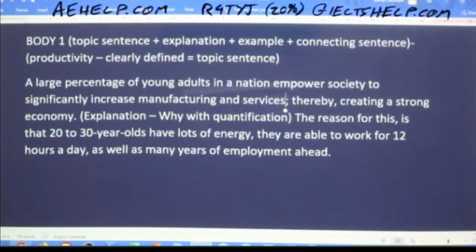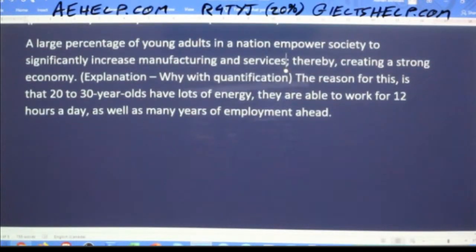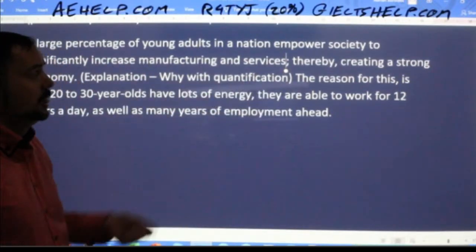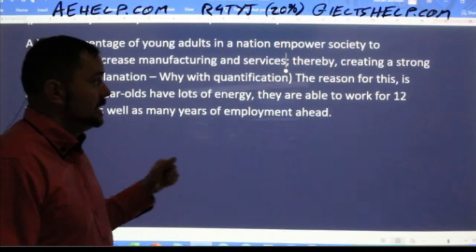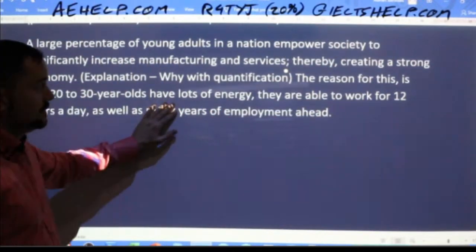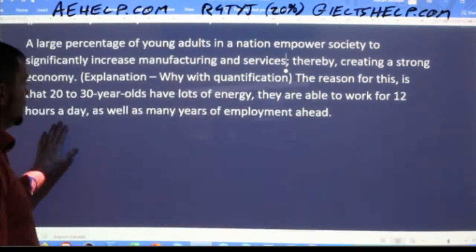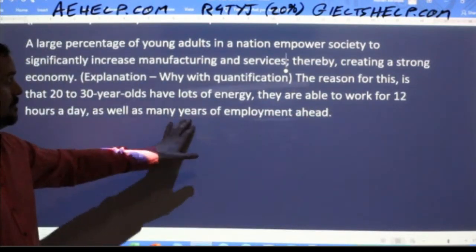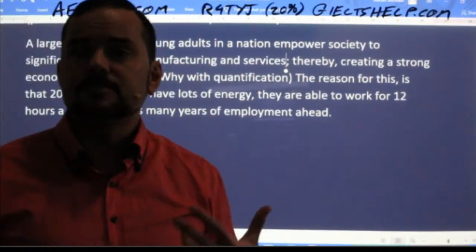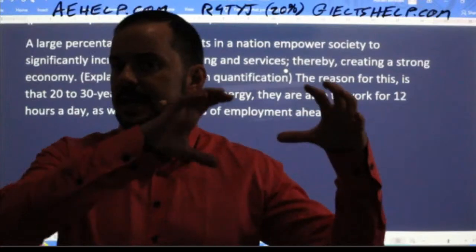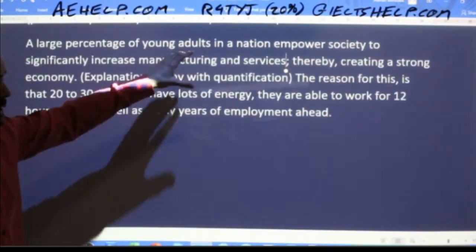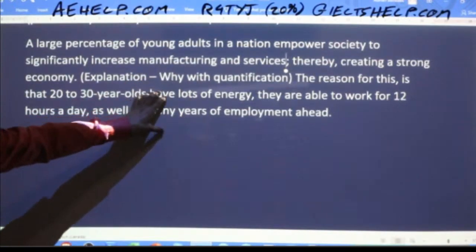And then the reader says, well, why? Why do they increase manufacturing and services, say, compared to a 10-year-old child or compared to a 70-year-old man? And then you say, well, the reason for this is that 20 to 30-year-olds have lots of energy. They're able to work 12 hours a day, as well as for many years of employment, right? So many years of employment ahead. So that's the explanation. Okay, does everybody see how the definition of more productivity flows into an explanation of more productivity?